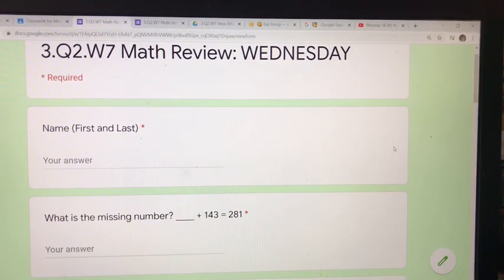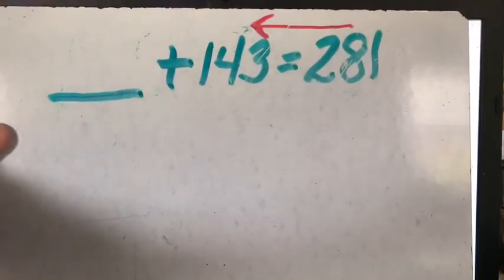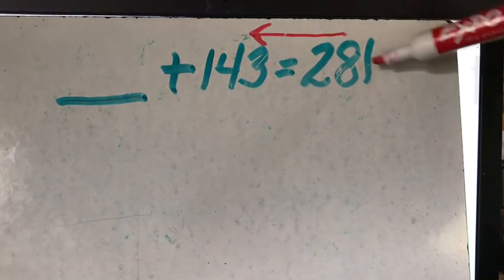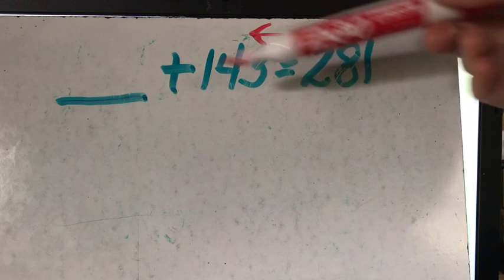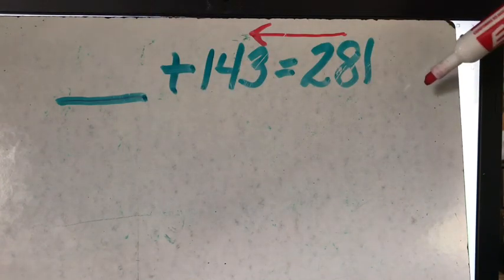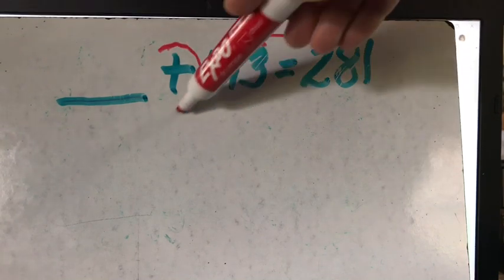All right, let's look at the first problem. It says, what is the missing number? And then they have blank plus 143 equals 281. So I'm going to use the numbers they give me, and let's look at it set up on this board here. I know if I use these numbers, I just need the missing one, and I'll have my three numbers for a fact family. So the problem starts with addition.